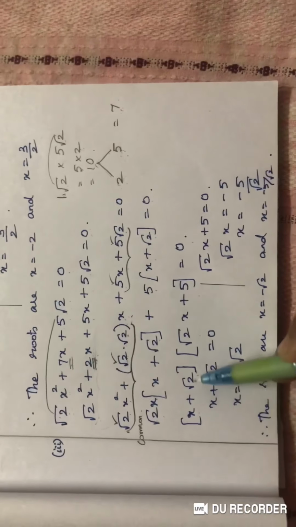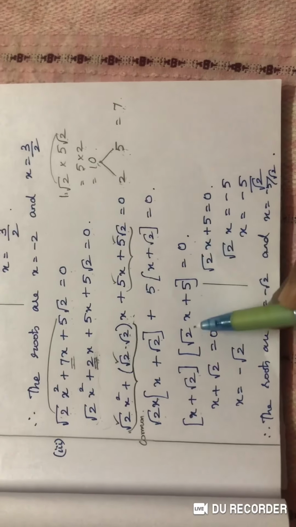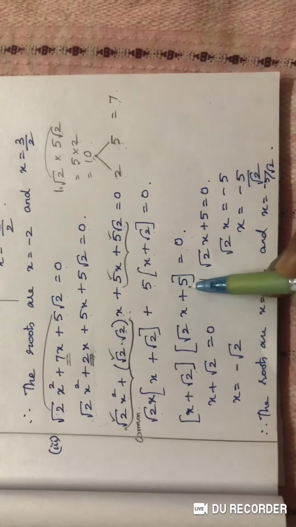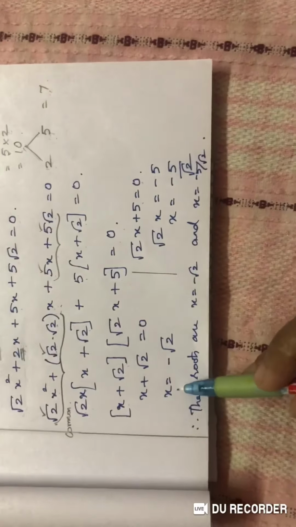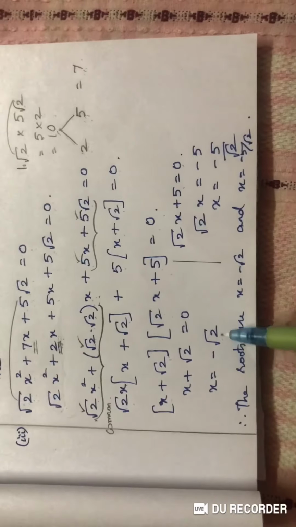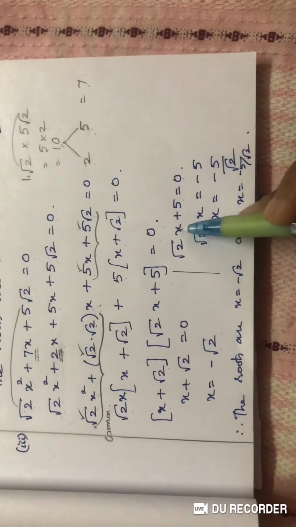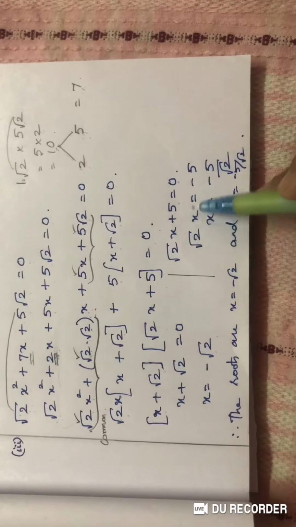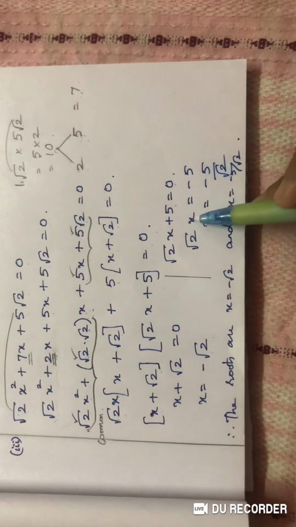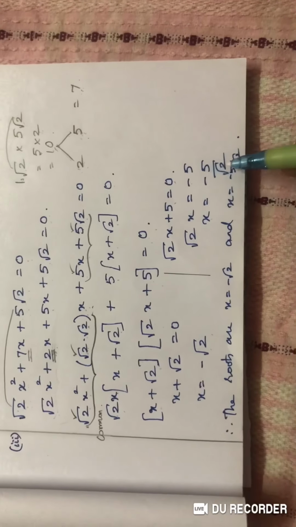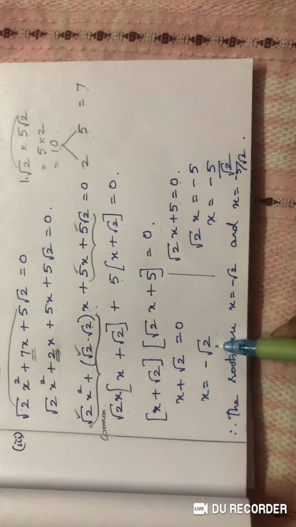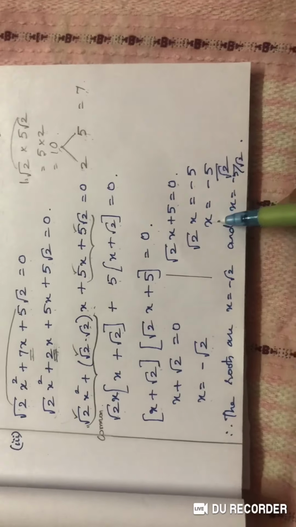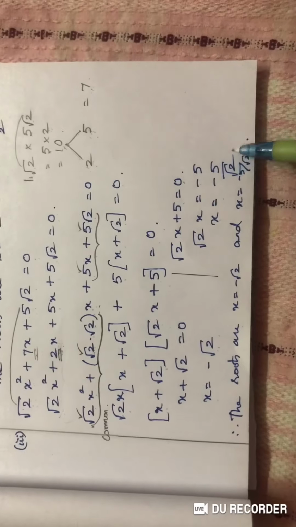Here x plus root 2 equal to 0. Second part, root 2x plus 5 equal to 0. In case 1, x is equal to minus root 2. Here root 2x is equal to minus 5, x is equal to minus 5 by root 2. Therefore, the roots are x is equal to minus root 2 and x is equal to minus 5 by root 2.